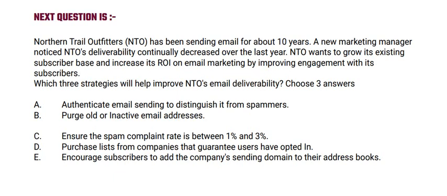Choose three options. And the options are option A, authenticate email sending to distinguish it from spammers. Option B, purge old or inactive email addresses. Option C, ensure the spam complaint rate is between 1% and 3%. Option D, purchase lists from companies that guarantee users have opted in. And option E, encourage subscribers to add the company's sending domain to their address books.